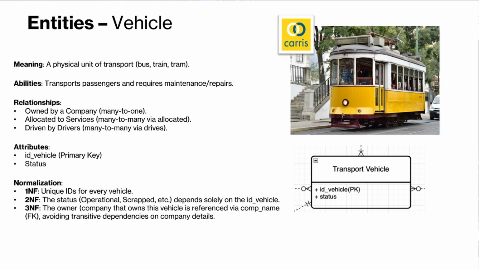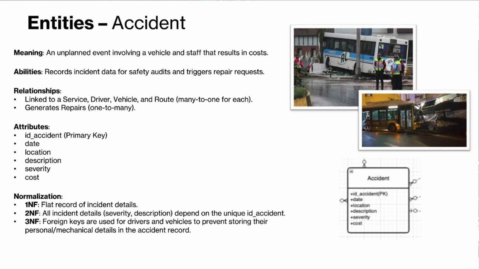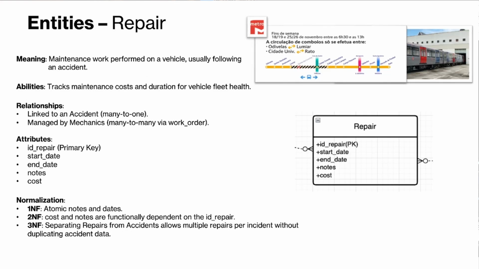Then we have the vehicle entity, which serves as the primary physical asset for a company. Each vehicle belongs to a company and is assigned to a specific route. Finally, we arrive at the accident and repair entities. When an accident is logged, it identifies the driver, the vehicle, and the route involved. This record then justifies the creation of a repair entry, which will be assigned to one or more mechanics.